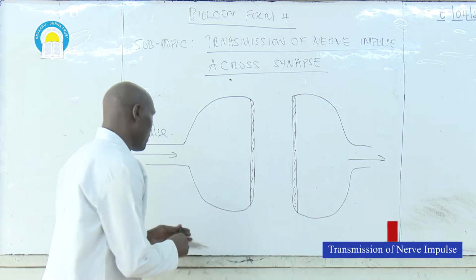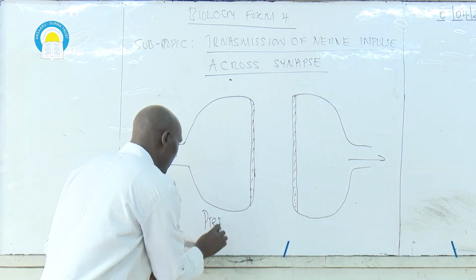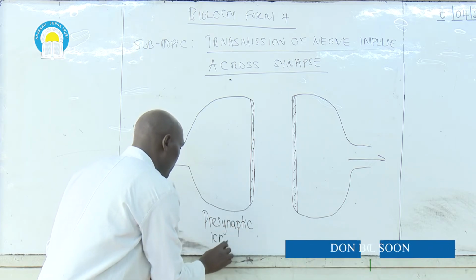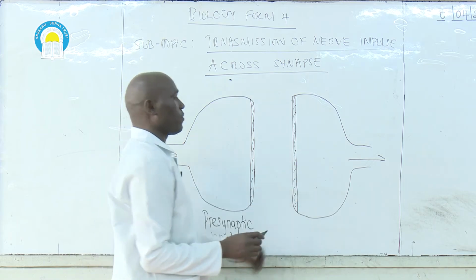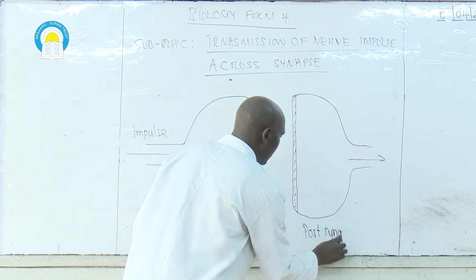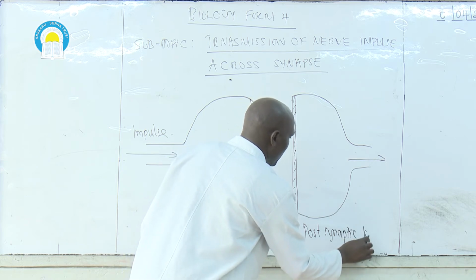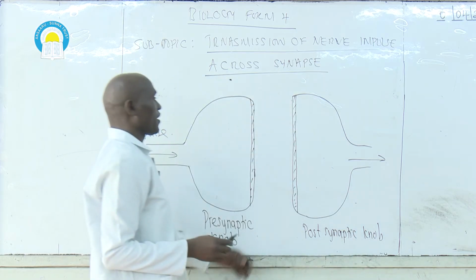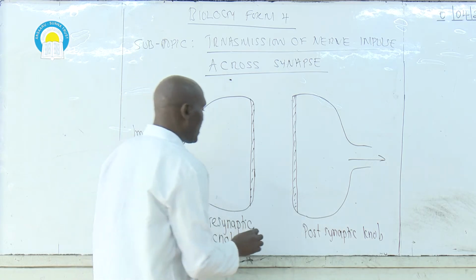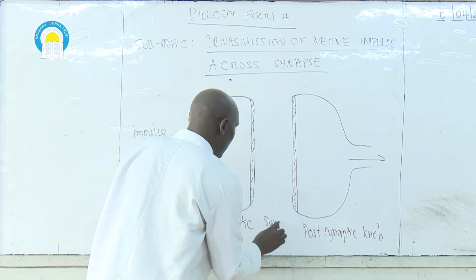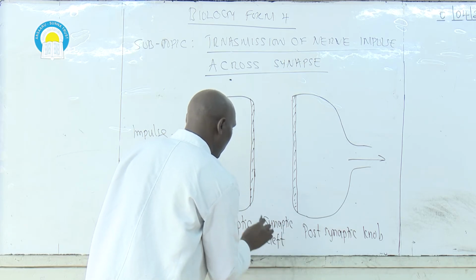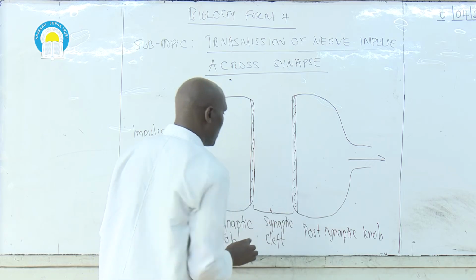presynaptic knob. The other knob, postsynaptic knob. The space in between presynaptic knob and postsynaptic knob is known as synaptic cleft. Then the synaptic cleft.